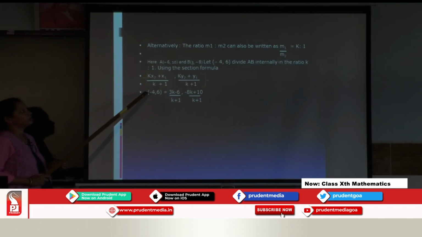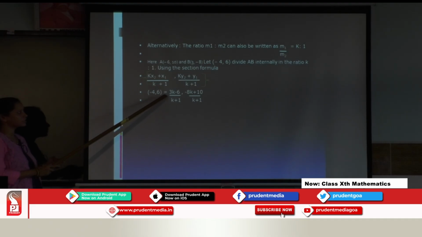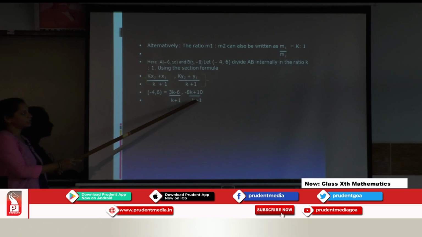So therefore, we already know the coordinates of the point, that is (-4, 6), is equal to, after substituting the values of x2 and x1, we get (3k minus 6) upon (k plus 1), and with y2 and y1 we get (-8k plus 10) upon (k plus 1).